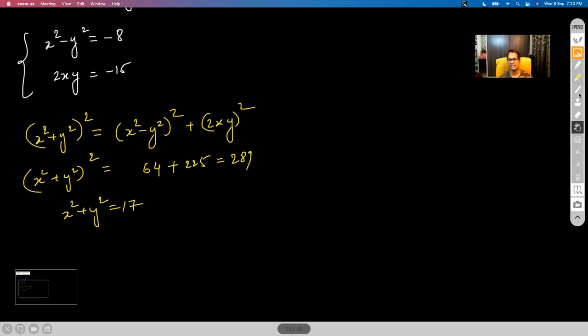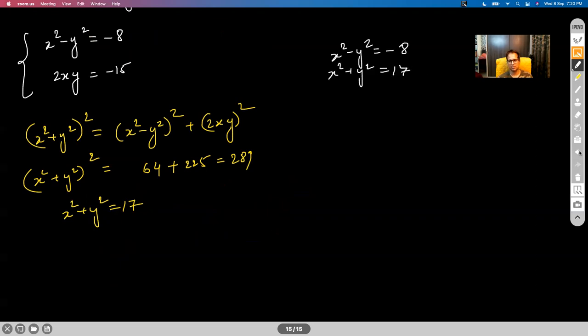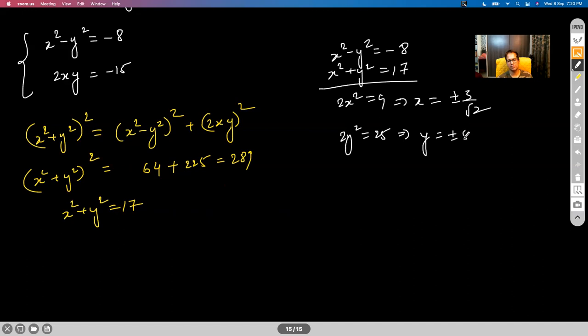Only 17. So now that you know x square minus y square is negative 8 and x square plus y square is 17, let's solve for x and y from here. Add it: 2x square is 9. That means x is plus minus 3 by root 2. And subtract it: 2y square is 25. So y is plus minus 5 by root 2.